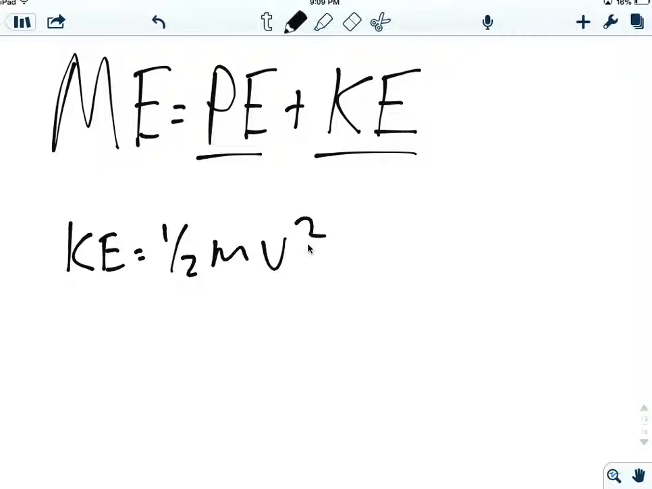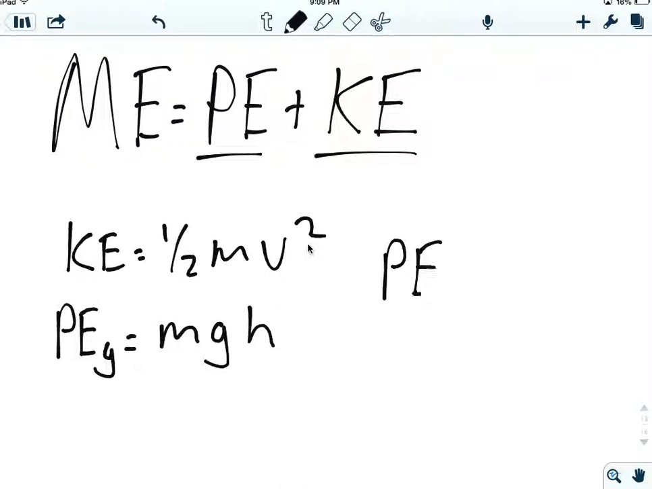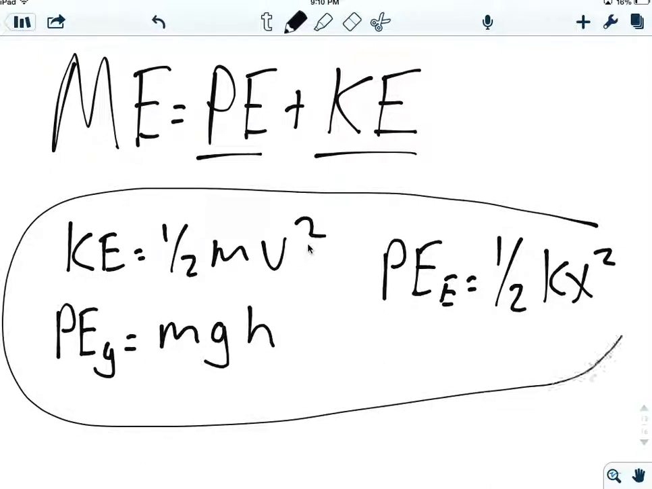We have our gravitational potential energy due to gravity. That is going to equal our mass times our gravity times our height. And then we have our elastic potential energy, which equals 1/2 kx squared. All of these equations can be set equal to each other.